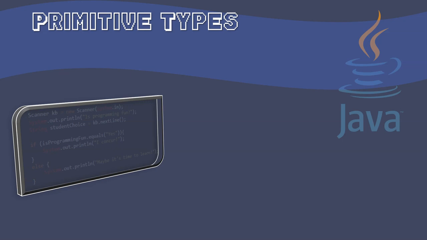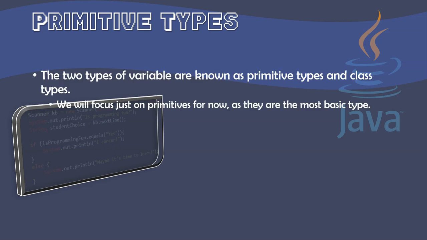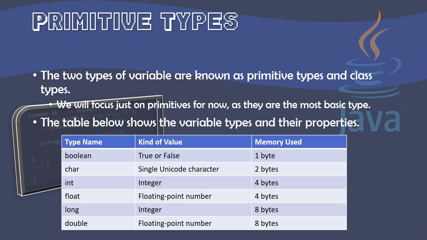Now, I've already mentioned that we have different types, particularly what we're working with right now are what are known as primitive types. There are other types of variables, more like class types, but we will deal with those later. We're just going to focus on the primitives as they are the most basic type, and they're a good way for us to introduce and get used to working with variables.